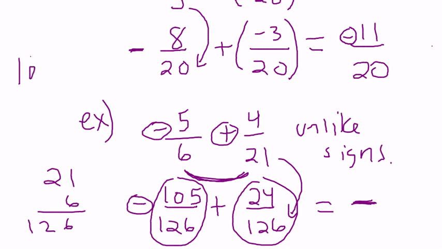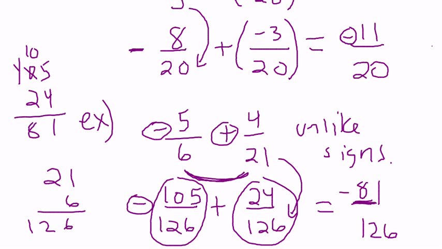Okay, so I'm just going to go off on the side, 105 and 24. Again, thinking without a calculator here. Okay, so 81. So now I have 81 over 126. I know it's going to be negative, but now because I didn't pick the least common denominator, that's where it gets a little sticky. You have to ask yourself if you can reduce this thing.